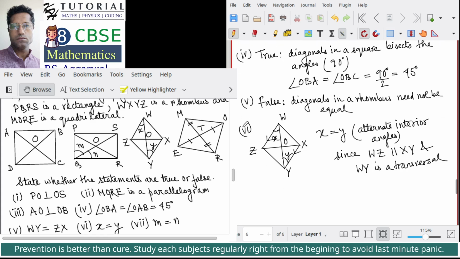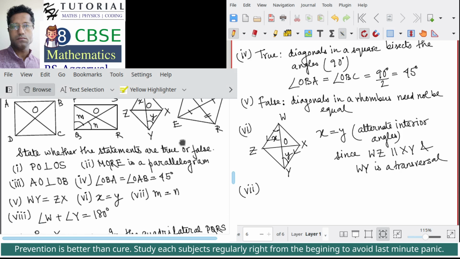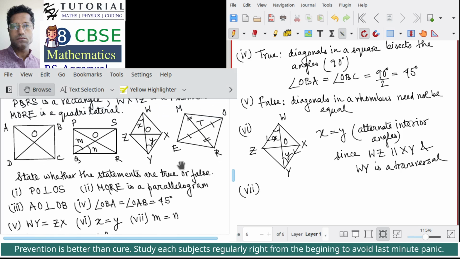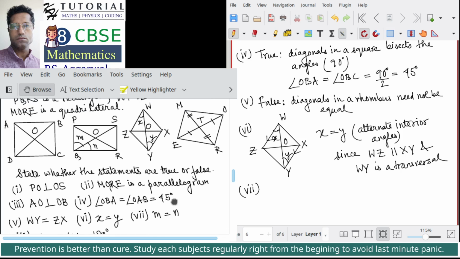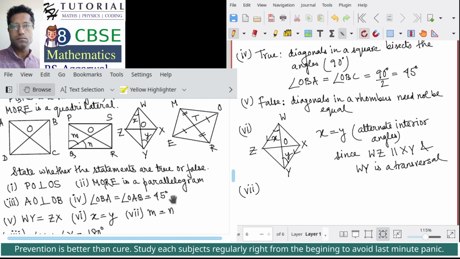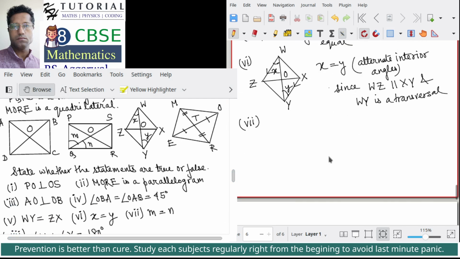Okay. And finally we have 7, m is equal to n. What is m and n? It is given that PQRS is a rectangle. If PQRS is a rectangle, let the diagonals intersect at the point O. If this angle is m and this angle is n, it is asking whether m is equal to n or not.